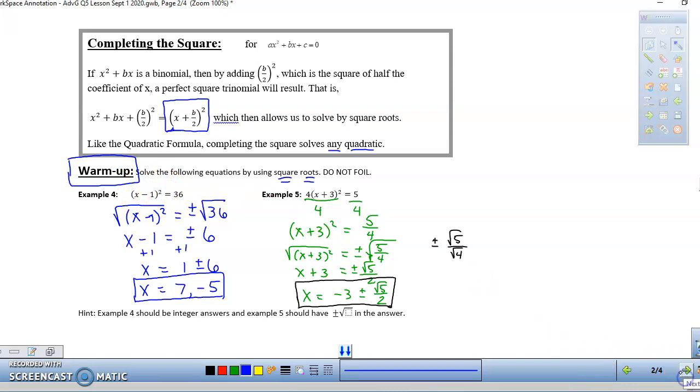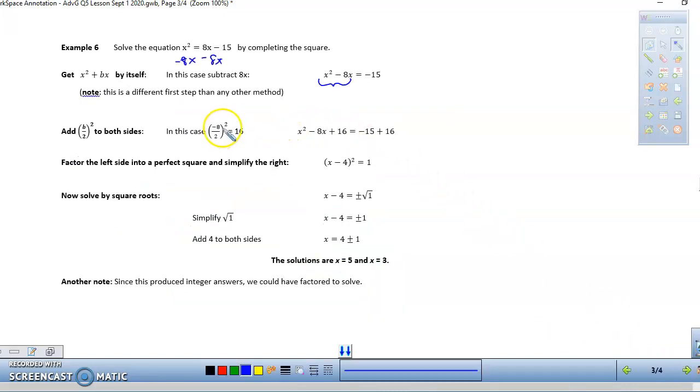The point of this is to get it into this perfect square binomial. Okay, so in order to do that, you are going to add b over 2 squared to both sides. So in this particular case, you have b is -8. So -8 over 2 is -4. -4 squared is equal to 16. So I'm going to take that 16 and I'm going to add it to both sides so that it does not change the value of the equation. So now I have x squared minus 8x plus 16, and then the other side, -15 plus the 16. So just adding 16 to both sides.